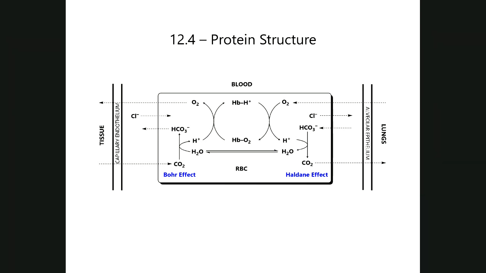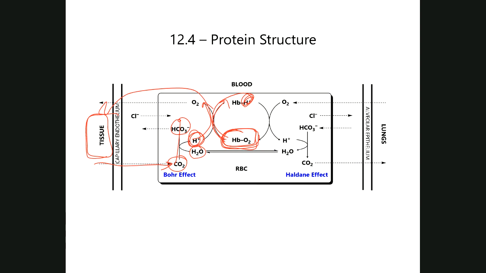So again, let's focus on the tissues over here. In the tissues where there's lots of CO2 being produced, that CO2 combines with water producing bicarbonate and protons. Those protons will then cause the oxyhemoglobin that has arrived to exchange with each other. The hemoglobin releases oxygen that feeds into the tissues, and that hemoglobin picks up those protons and forms the reduced hemoglobin. This red blood cell now travels to the lungs.